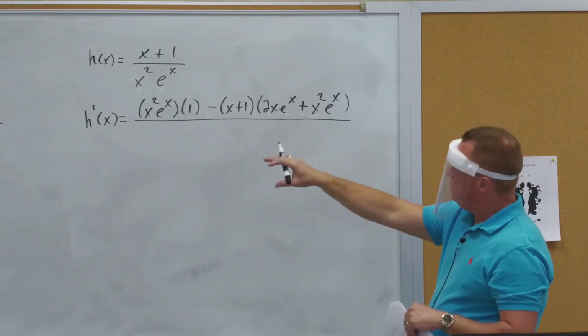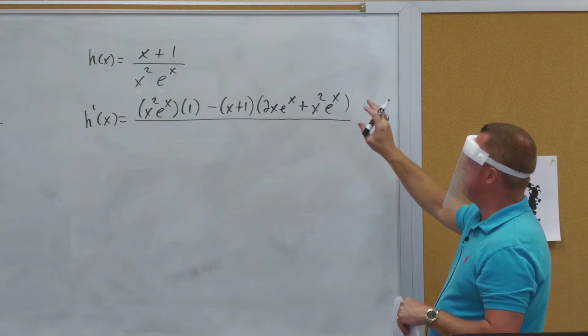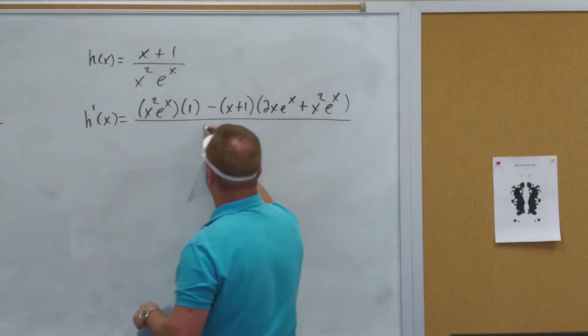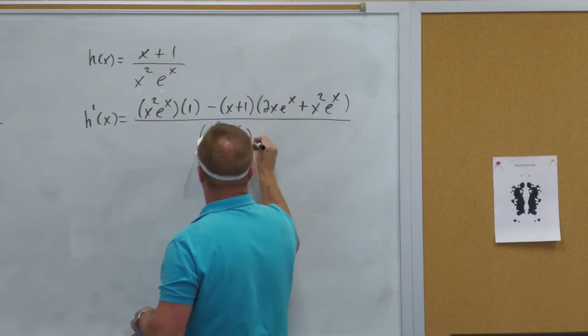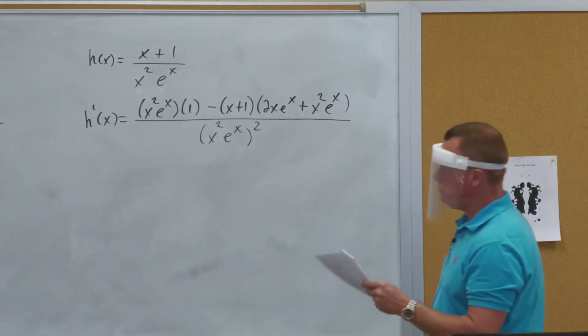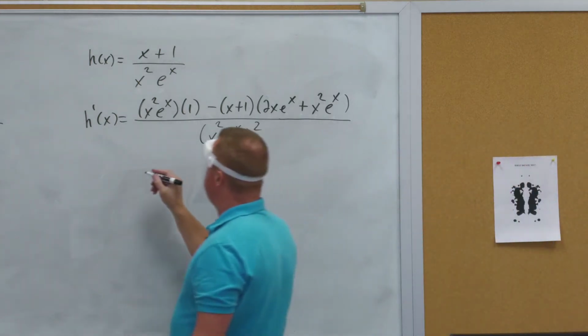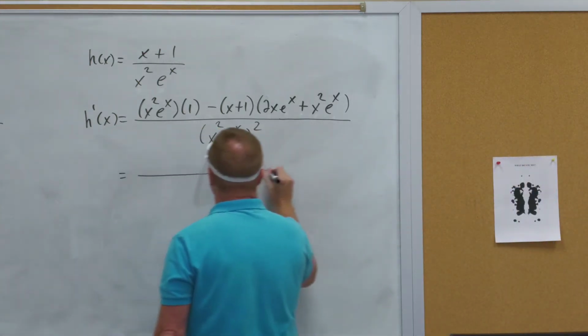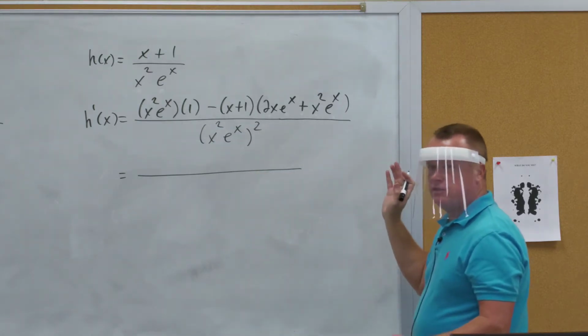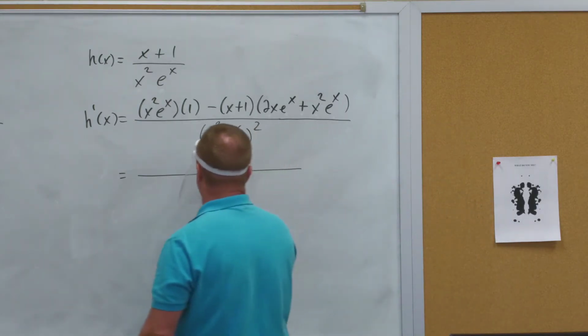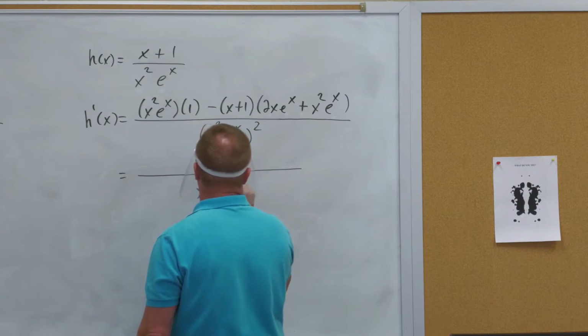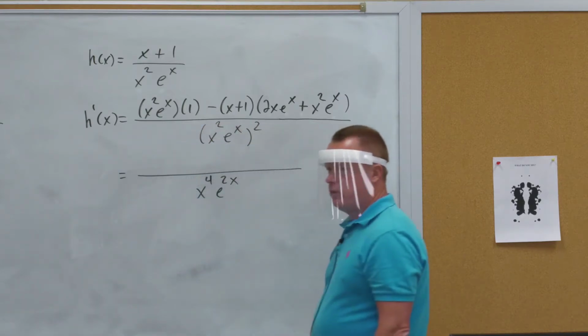So I've done the bottom times the derivative of the top minus the top times the derivative of the bottom, and then it's over the bottom squared. Okay, any questions about that main step there? All right, we just need to reduce. Since the bottom is one term, I'd go ahead and square it, that would be easy. So this would be x to the fourth e to the 2x on the bottom, if you square both of those.